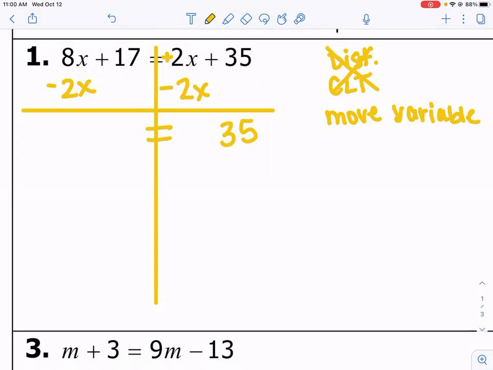Now over here, Ryan, what's 8x minus 2x? So we have 6x plus 17. Hey, now this looks like something we can do, right? Yeah, now we have a two-step equation. Kinley, are you okay with what we did? Yeah, okay. Cordell, are you okay with subtracting 2x?